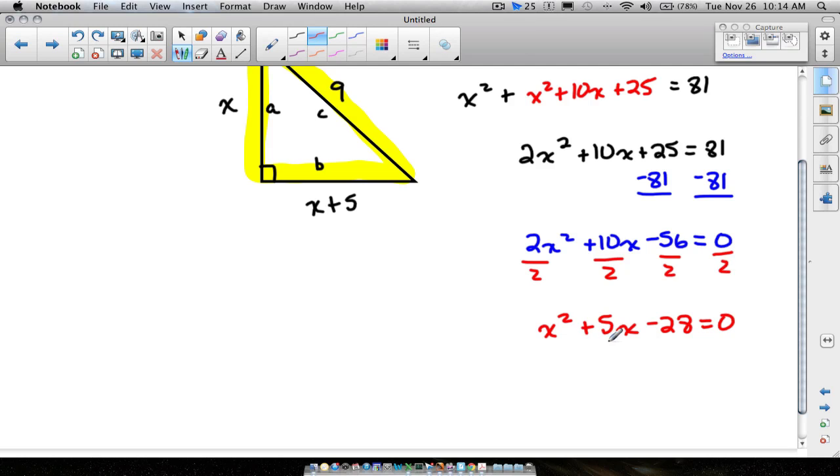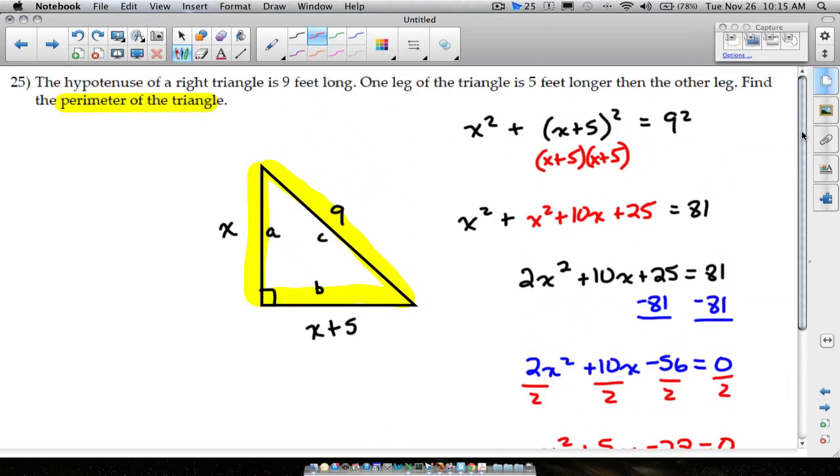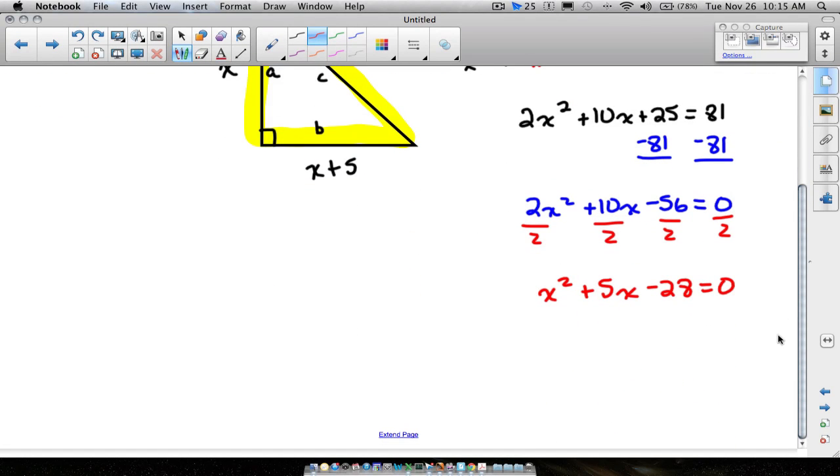All right, so from here, that won't factor because there are no two numbers that multiply to give you 28 and add to give you 5. So unfortunately, we're going to get a crazy decimal. I was thinking we'd get a nice number, but we're not going to. All right, so let's go ahead and do the quadratic formula.